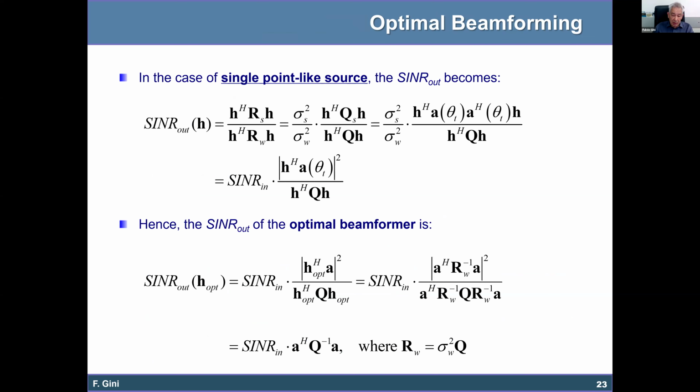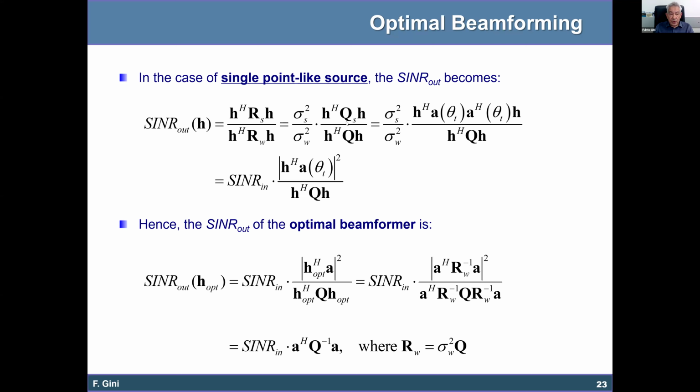Let's derive the array gain now, the array gain of the optimal beamformer. This is the expression of the output signal to noise ratio for any beamformer H. And we can express it in this way. This ratio is the input signal to noise ratio.